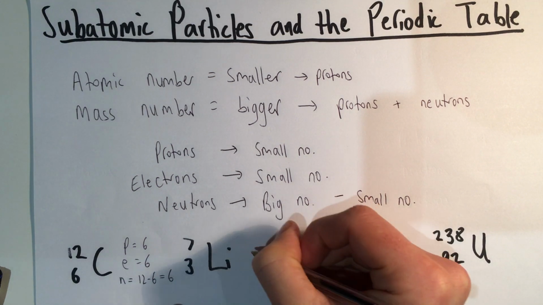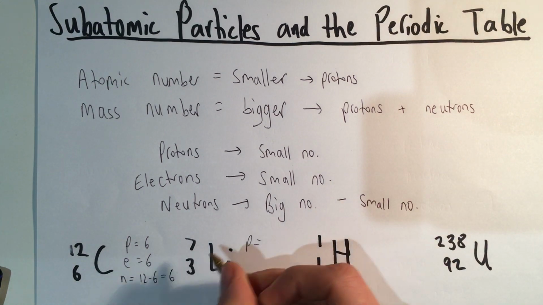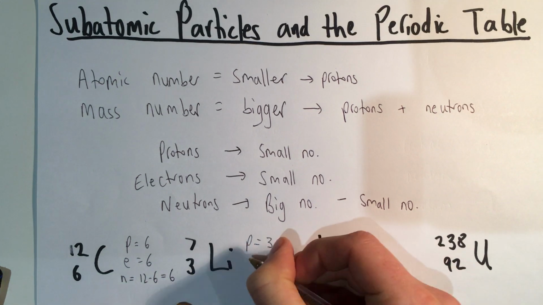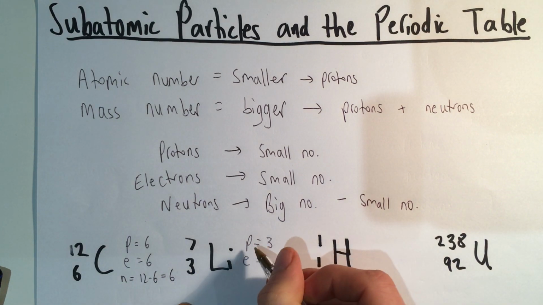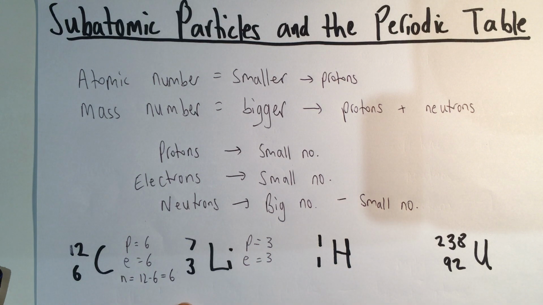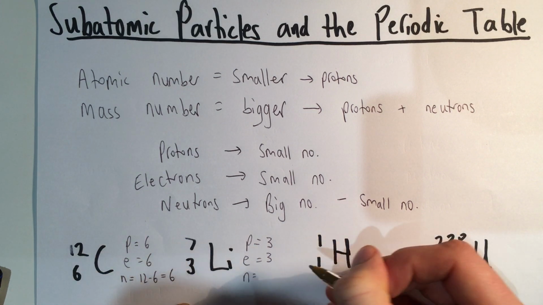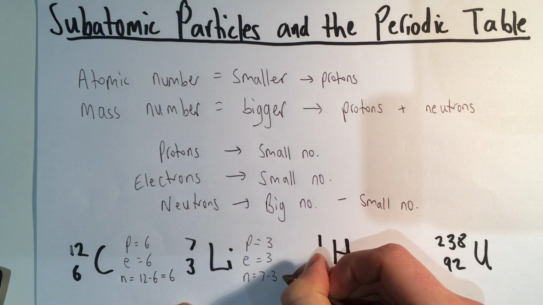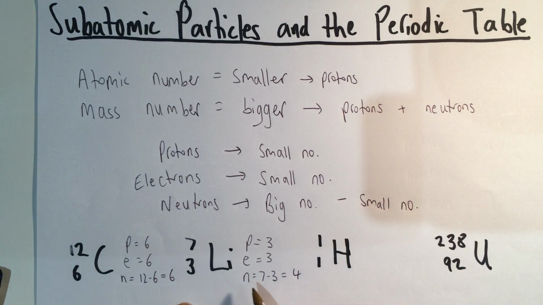For lithium, 7 and 3 are our numbers. So protons is just the atomic number, the smaller number is 3. To balance that out, the number of electrons must also be 3. And the number of neutrons is going to be 7, take away 3, which is 4. So we've got a different number of neutrons to protons in this case.